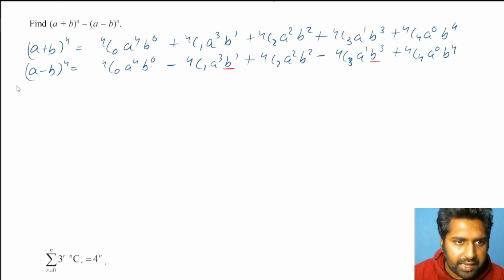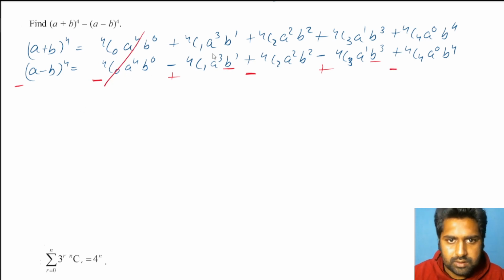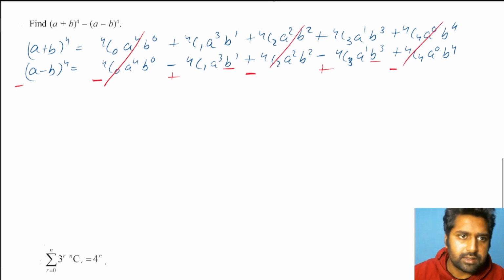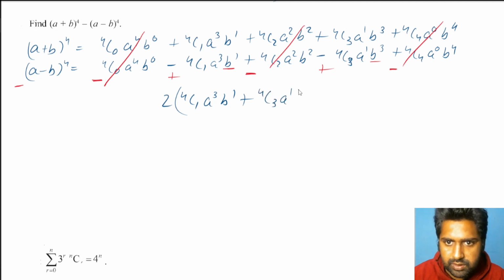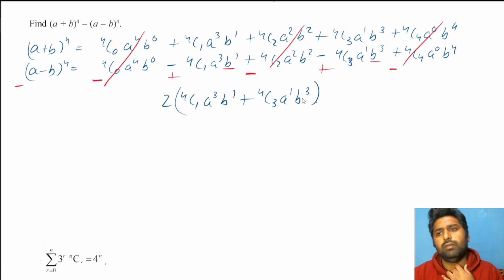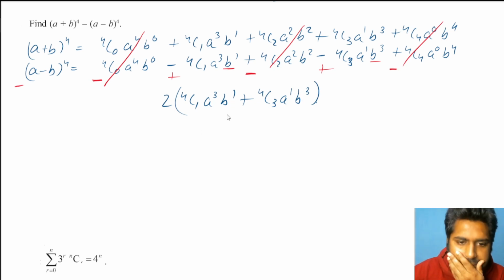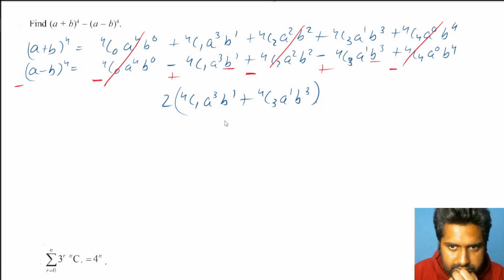Okay, now we have to subtract. For subtraction we have to change the sign. So this positive becomes negative, negative becomes positive, positive becomes negative, negative becomes positive, positive becomes negative. Now add them, cancel, this also cancels, this also cancels. So effectively you are left with only two terms, 4C1 and 4C3, and so that will become 2 times 4C1 a raised to power 3, b raised to power 1, plus again 2 times 4C3, so I'm taking 2 common, so 4C3 a raised to power 1, b raised to power 3. Okay. All right, this is done.